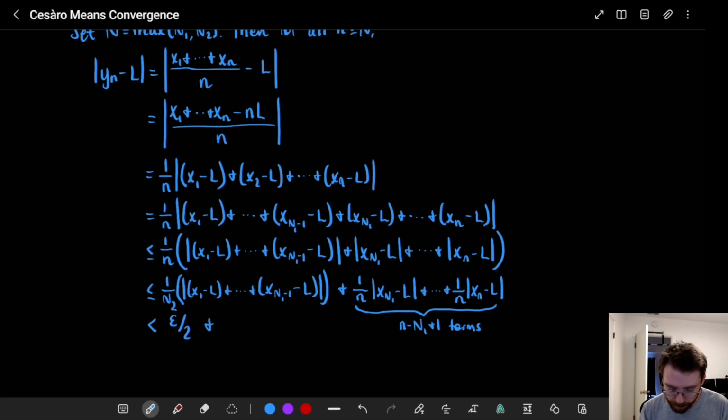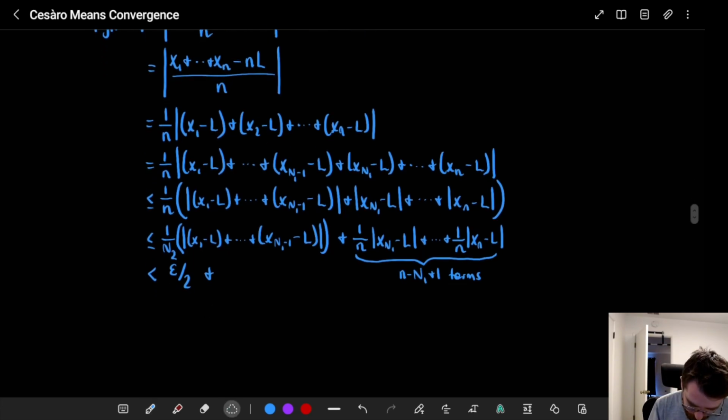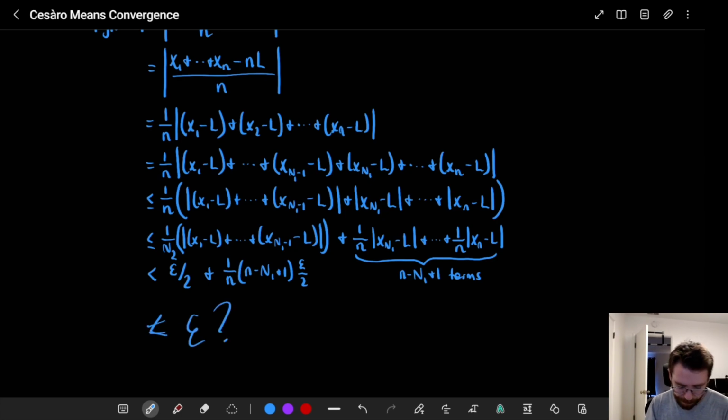And they each have a 1 over n in front of them. So what we should get is 1 over n, factoring it out of all of those terms, times n minus N1 plus 1 copies, and each of those is less than epsilon over 2. Maybe you're seeing even more why I thought this was ugly when I first solved it. Maybe there's a nicer solution, I don't know. But okay, looking at this, how do I get a less than epsilon out of this?